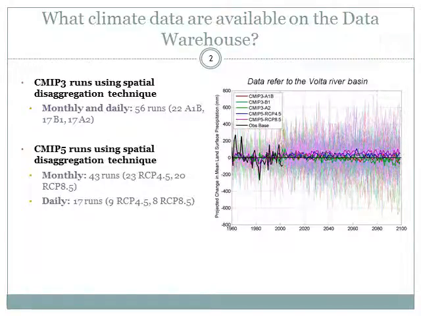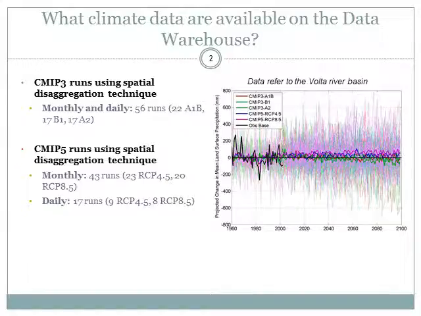The next is CMIP5 runs that are actually using a spatial disaggregation technique, meaning this simple inverse distance weighting approach. The first is monthly data, and we have 43 runs of those available. That's 23 of the representative concentration pathway 4.5 and 20 of the RCP 8.5 runs. So a total of 43 runs available on a monthly time step. And in this case, because of our availability to actually download all of these data, we only have 17 of the daily runs available. So that's 9 of the RCP 4.5s and 8 of the RCP 8.5s.